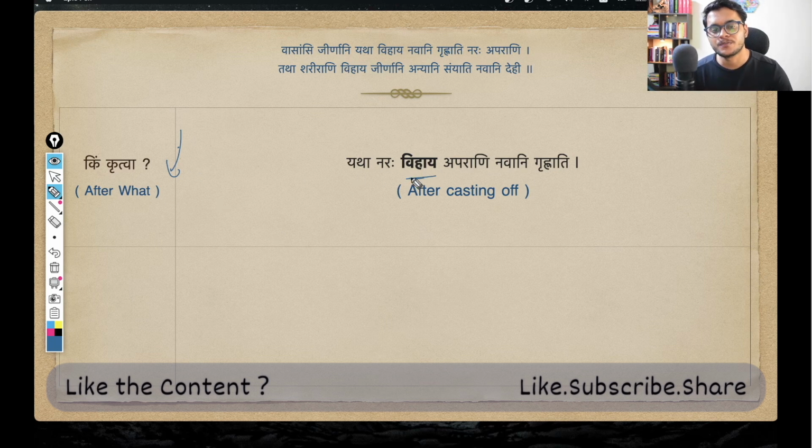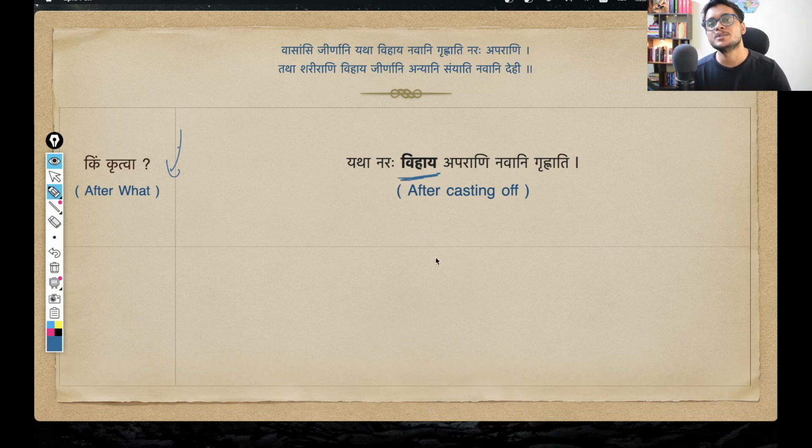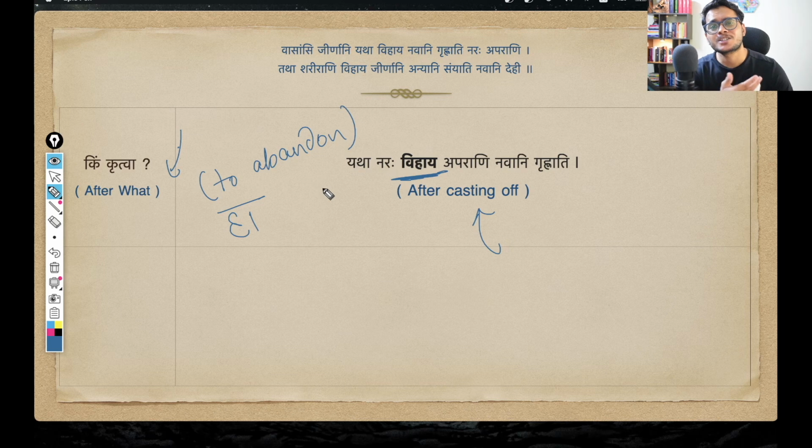And we get is vihaya. Vihaya, this means after abandoning. Or in the case of these clothes, after casting them off. Okay, that is the sense here. Vihaya. This is of course coming from the dhatu ha. And ha dhatu means to abandon, to discharge. Again, we are talking about clothes. So more appropriate will be to cast off in that sense. So that is this ha dhatu.